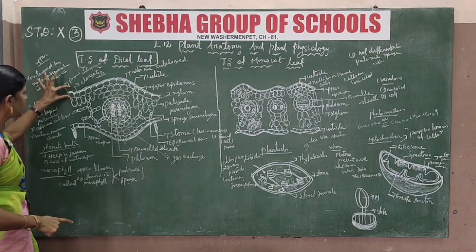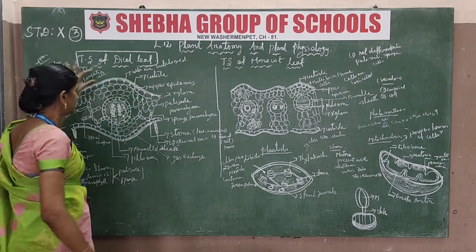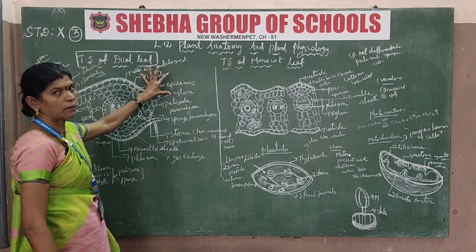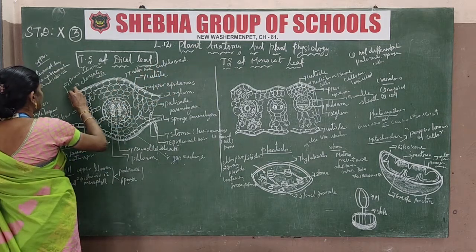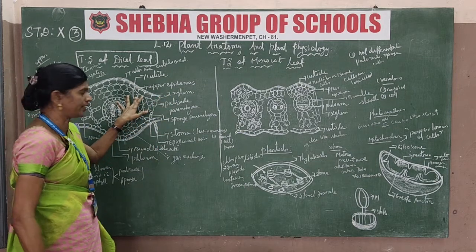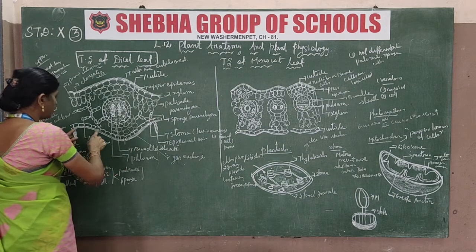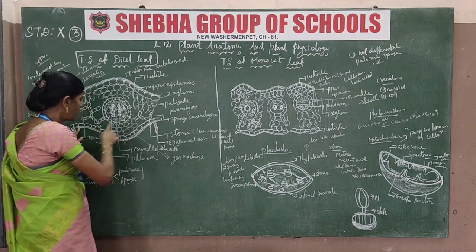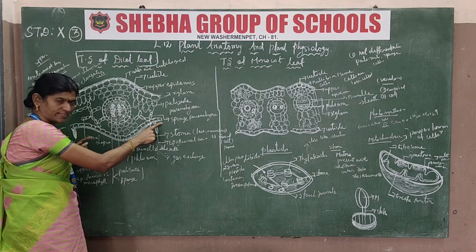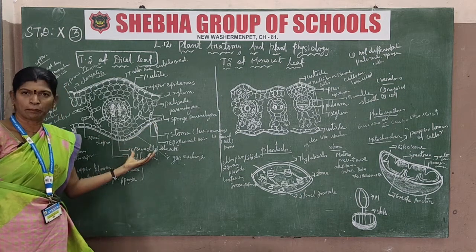Okay, the first one is the epidermis. The epidermis is the outermost layer. It is a single layer of cells. Parenchyma cells are present in the upper epidermis, and the outermost layer, the cuticle, will be present. Is it clear? Next, the lower epidermis. The lower epidermis is a single layer of parenchymatous cells. The cuticle will be present on the lower epidermis too.